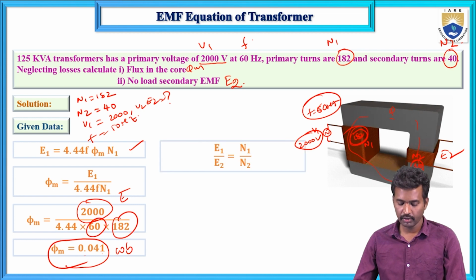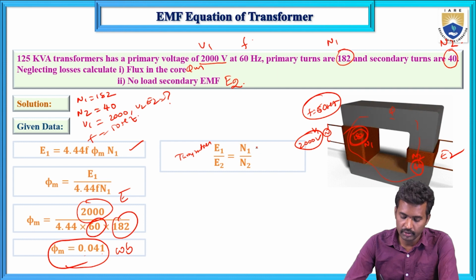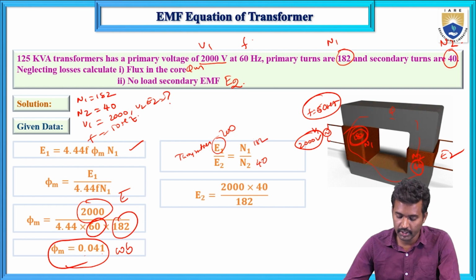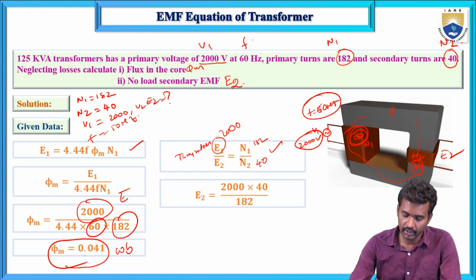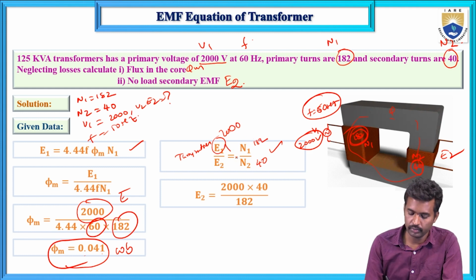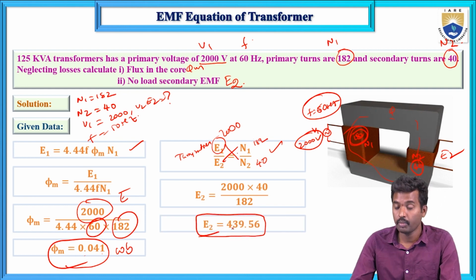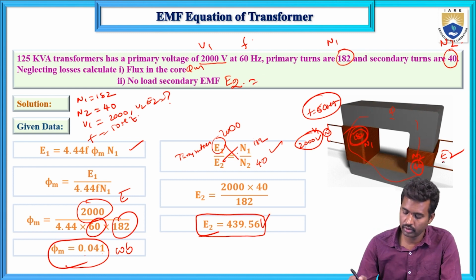And second one, number of turns. E1 by E2 equals N1 by N2, this is the turns ratio. Substitute here: 182 and 40 and this is 2000. If you perform the cross multiplication for this equation, 2000 into 40 divided by 182 equals E2. And now here E2 equals 439.56 volts.